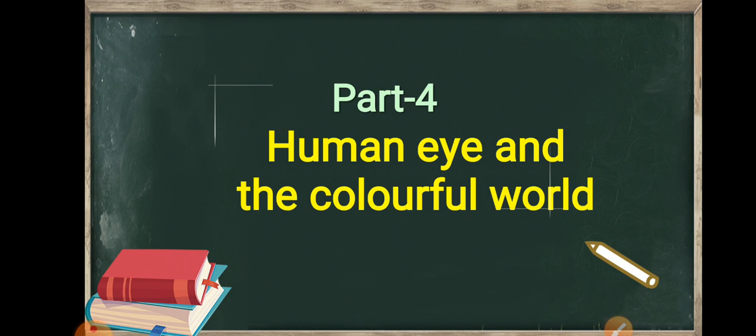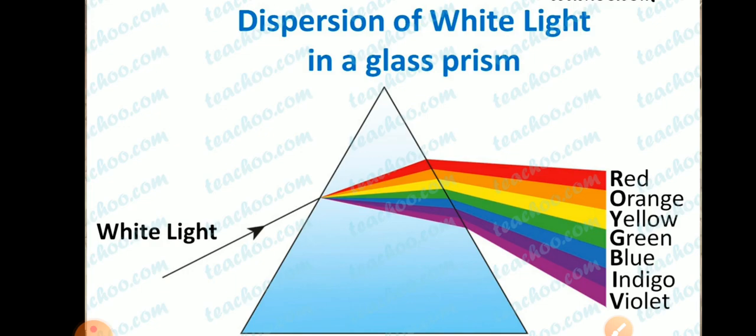Okay, in this video you are going to learn about the dispersion of light and a small introduction about the prism, also an artificial rainbow. Okay, how is it formed? Let us see. Here is the diagram given to you, showing a dispersion of white light in a glass prism.